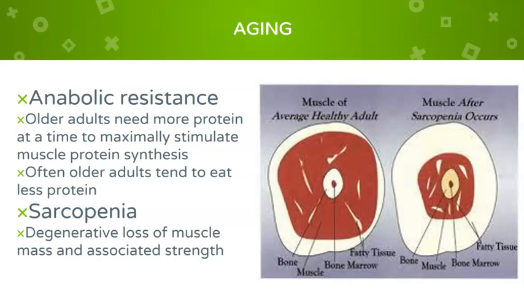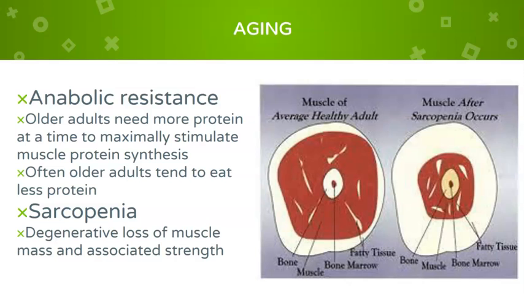So here's a picture of our muscles as we get older, and this is something that will happen. We can continue to lift weights, we can continue to be active, we can continue to increase our protein consumption. However, anabolic resistance: older adults need more protein at a time to continue stimulating muscle protein synthesis. However, most older adults don't continue to eat a lot of protein, and they might even eat less protein than they did as a younger adult.